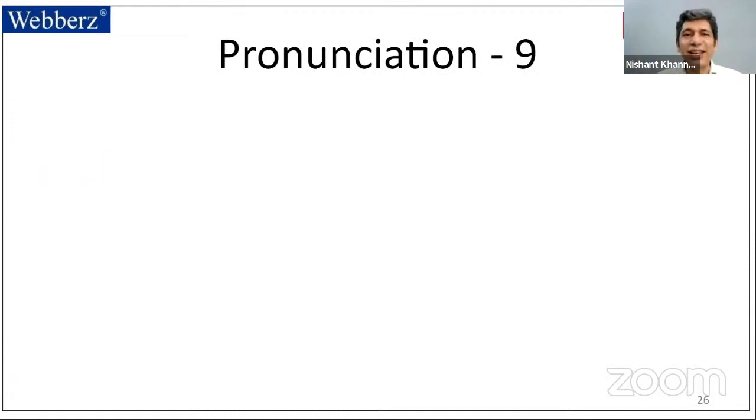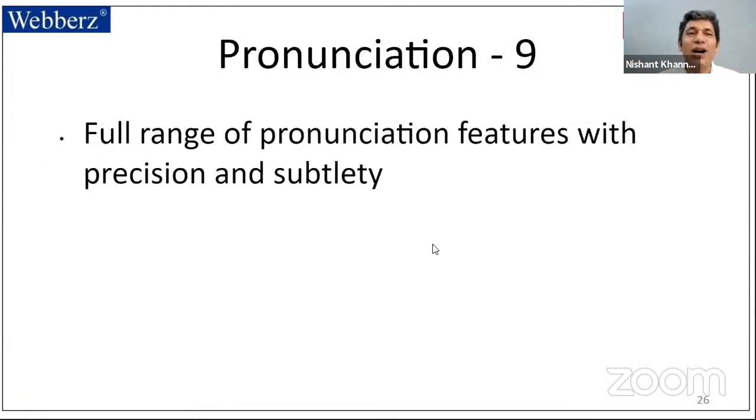Now come to pronunciation. What is a 9-band score in pronunciation? A 9-band score means your pronunciation is very precise. You use a large range of pronunciation features. For example, if I'm changing the word form, the pronunciation also changes. You should be able to handle that clearly.